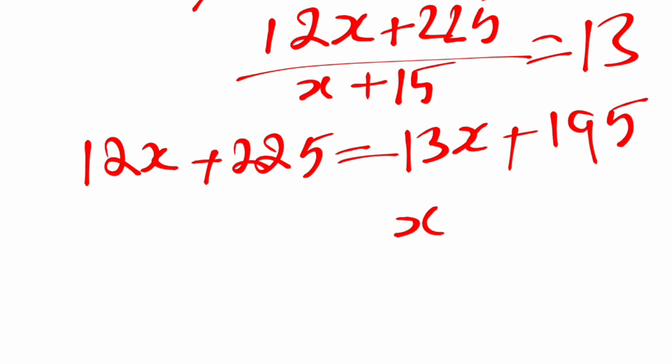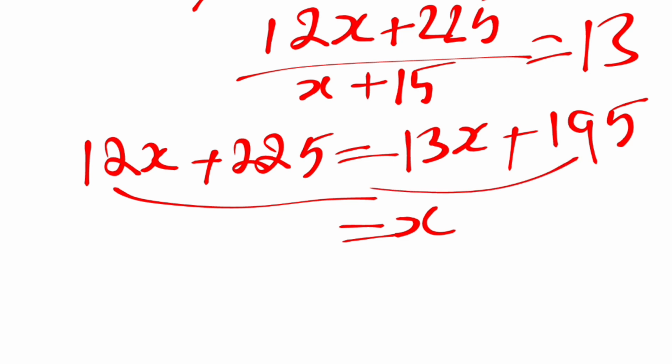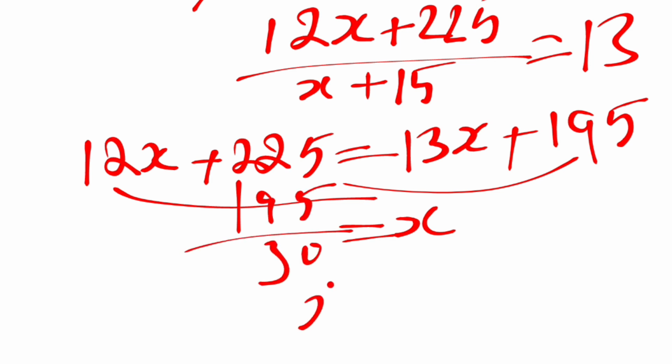X is equal to... 12x minus 12x, and 13x minus 12x gives 1x. 225 minus 195 is 30. X value is 30.